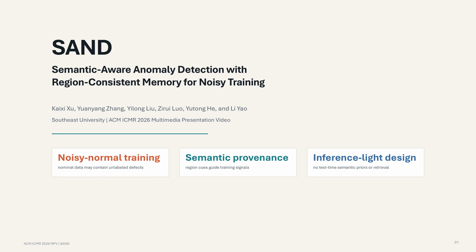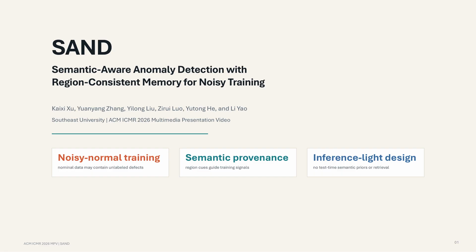This presentation introduces SAND, a semantic-aware framework for industrial anomaly detection with noisy training data. In real manufacturing pipelines, the nominal training set is not always clean. It may contain subtle unlabeled defects, background outliers, or acquisition noise. These contaminated samples can weaken anomaly detectors that assume all training images are normal.